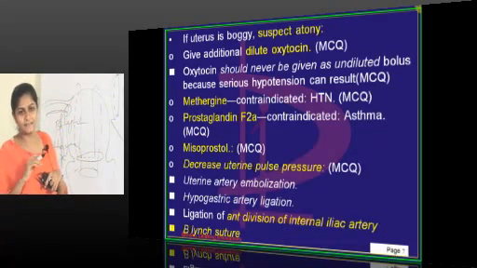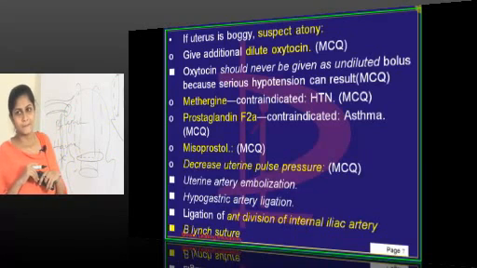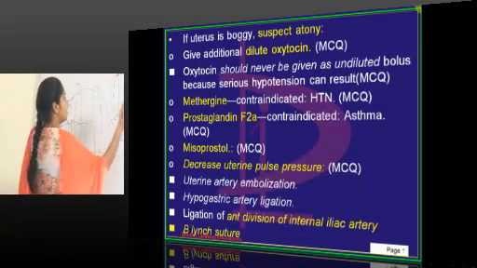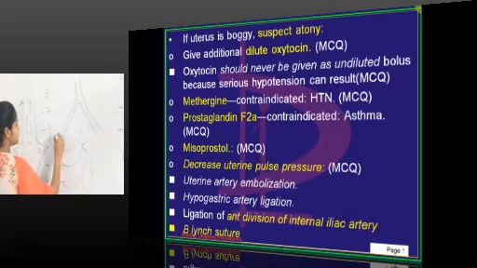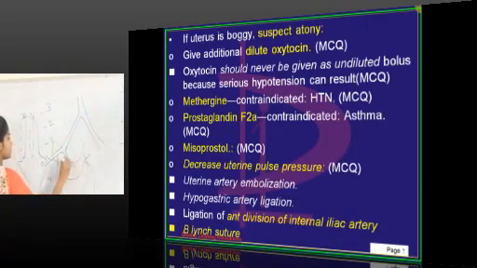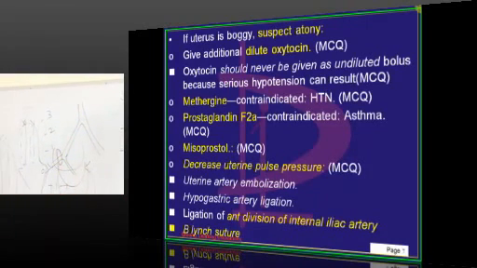Which internal iliac artery? How many divisions are there in the internal iliac artery? Anterior and posterior. Which division do you want to ligate? Anterior division. Here I want to ligate. Very important thing, the anterior division I am ligating. What are all the branches of the anterior division? What are all the branches of the posterior division?